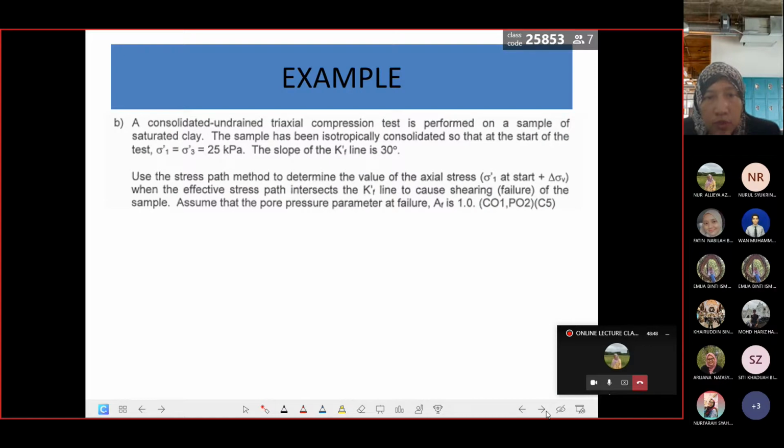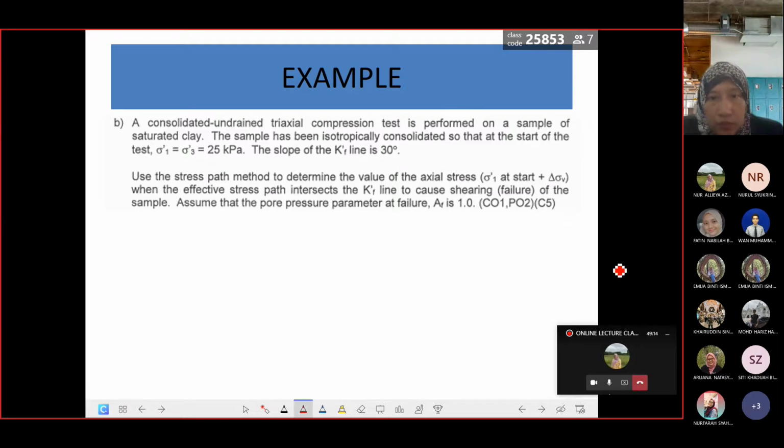Okay, another example how to relate balik just now dengan example here. The sample has been isotropically consolidated so that it start with the sigma effective 1, effective sigma 3, 25 kPa. So the slope line at final is a 30 degree. Kemudian use the stress path method to determine the value of the axial stress.